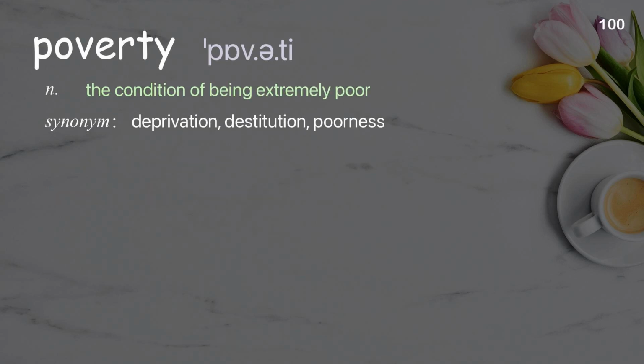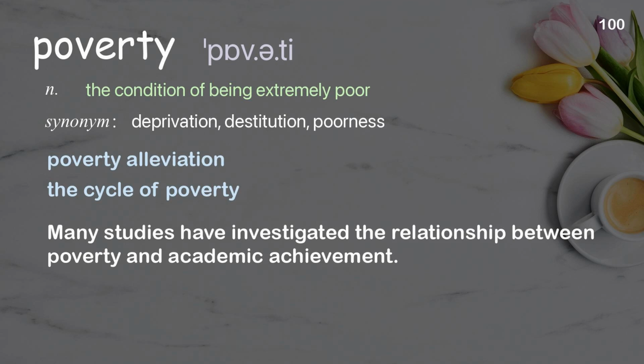Poverty: The condition of being extremely poor. Examples: Poverty alleviation. The cycle of poverty. Many studies have investigated the relationship between poverty and academic achievement.